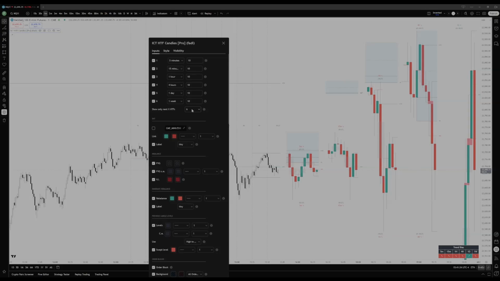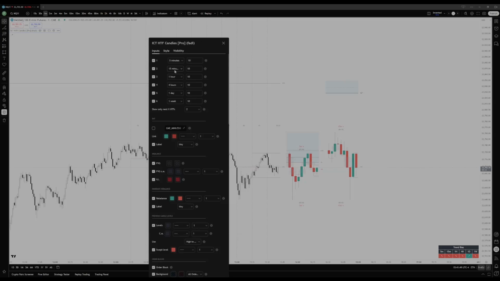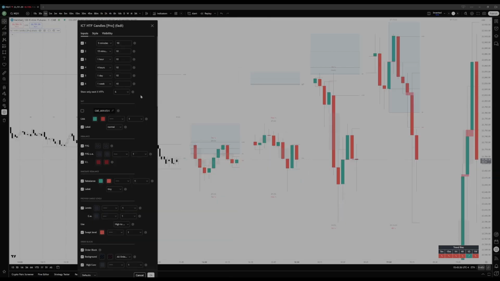The setting to show only next X higher time frames controls how many time frames you want to see based on current time frames. So for example, we are on 1 minute. If I want to see only the next 2, you can set it to 2, and that will show you the 5 and 15. And if you go to the 5 minute, it will show you the 15 and 1 hour and so forth.